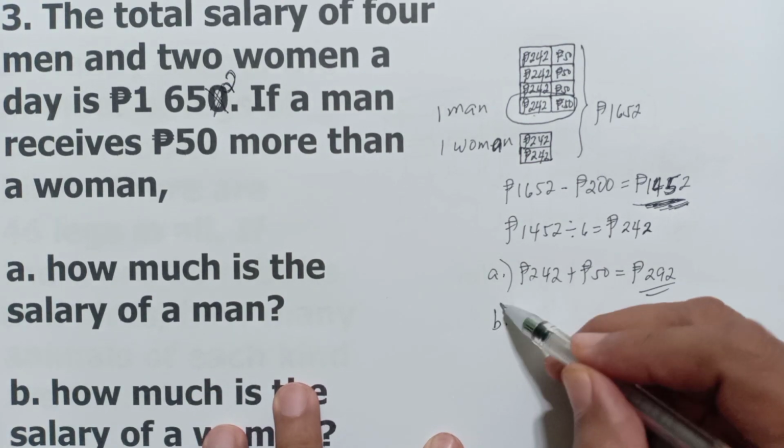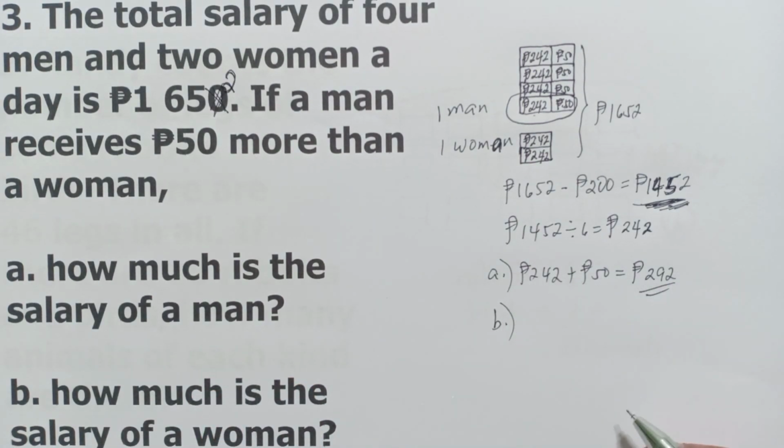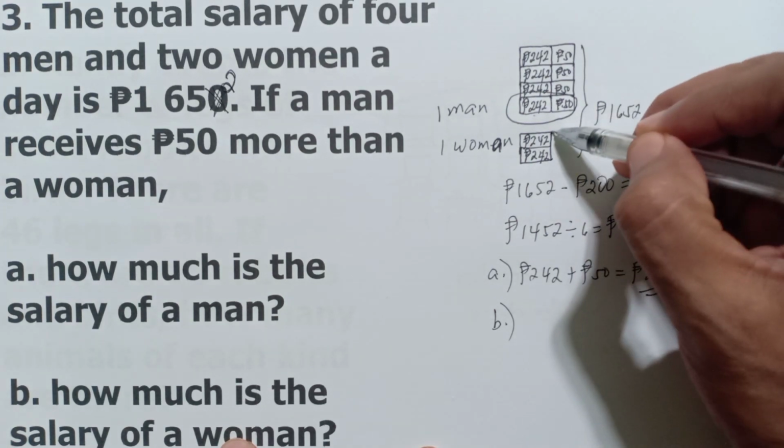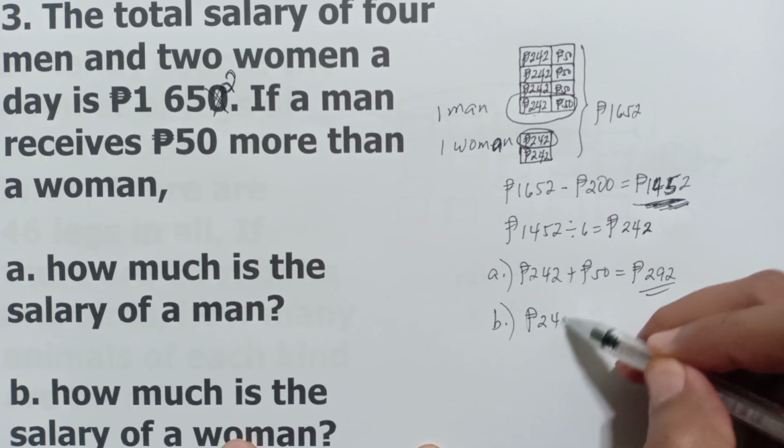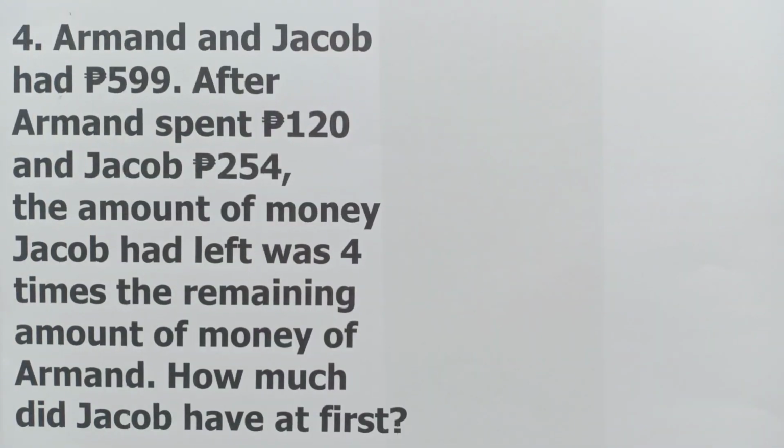And what about for the letter B? How much is the salary of a woman? So a woman, obvious. This is the salary of a woman, which is 242. Problem number 4. Armand and Jacob had 599 pesos. After Armand spent 120 pesos and Jacob 254 pesos, the amount of money Jacob had left was 4 times the remaining amount of money of Armand. How much did Jacob have at first?